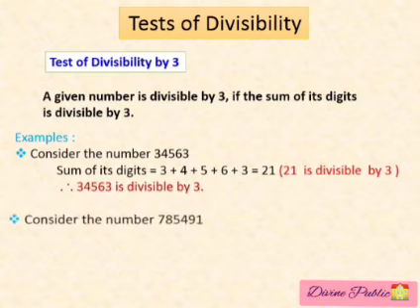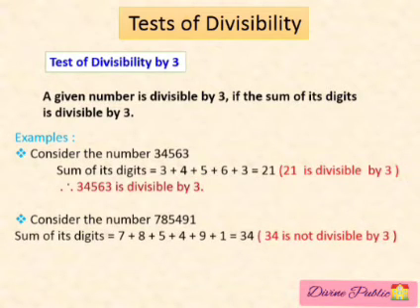Now, consider the number 7,85,491. Sum of its digits equals 7 plus 8 plus 5 plus 4 plus 9 plus 1, that is 34, and it is not divisible by 3. Therefore, 7,85,491 is not divisible by 3.